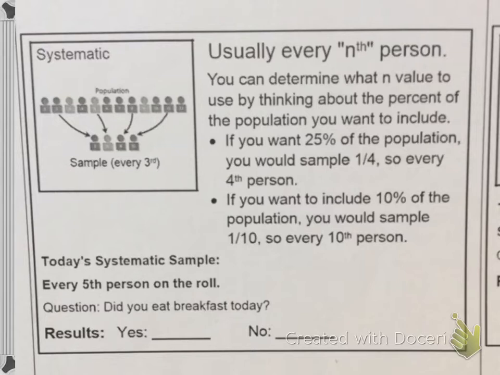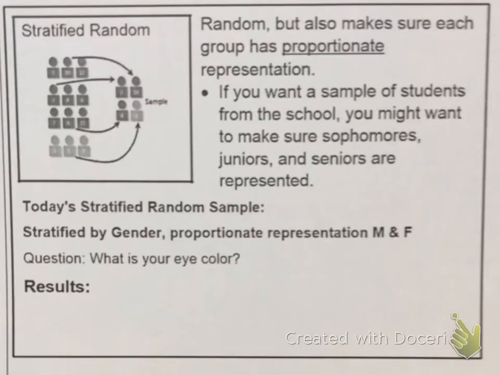And then you would have to answer that question yes or no. Then I just did a systematic sample because I picked the 10th or the 5th or the 2nd person. All right, the last sampling way is called stratified random. It's random, but also make sure that you have group proportions. So for example, if you wanted to sample the students from your school, you might want to make sure you had sophomores, juniors, and seniors represented in your sample.